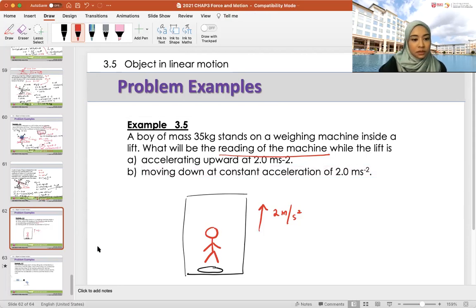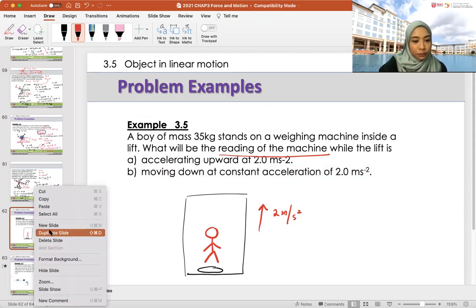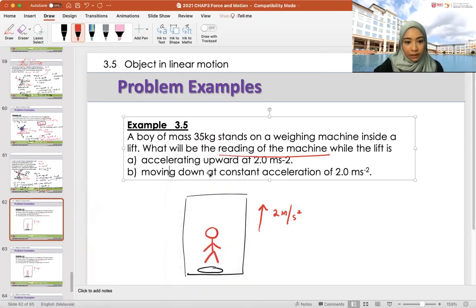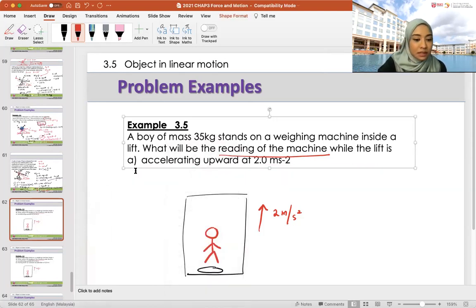Let me duplicate this first. Duplicate slide. I teach this chapter quite slowly compared to my previous chapter. Hopefully everyone can catch up. If you have questions, you can ask. Don't be shy to ask. Everyone will make mistakes at one point, so don't worry about it.